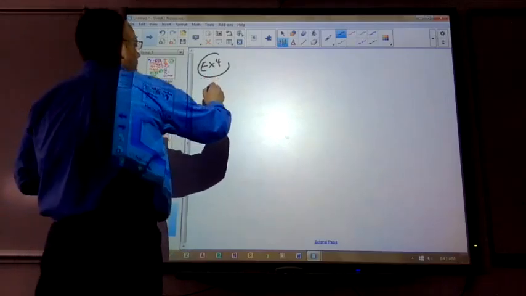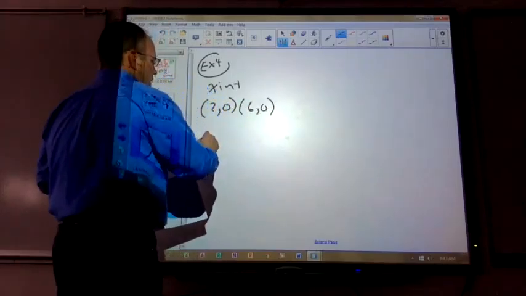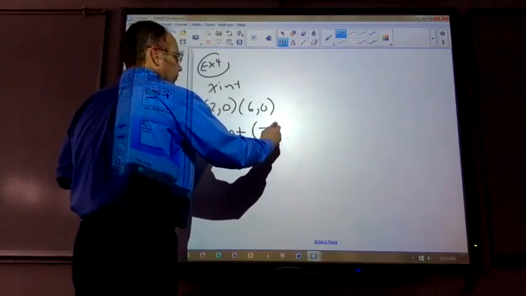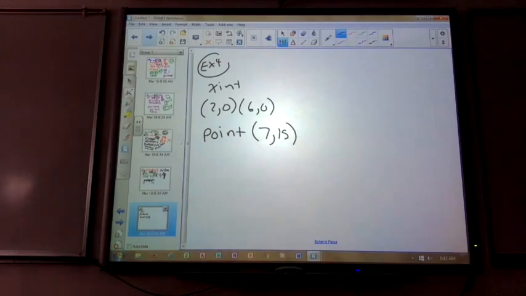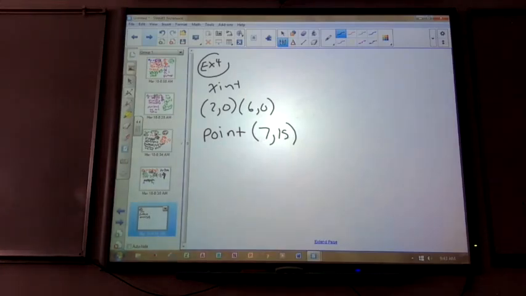In a parabola, we have x-intercepts of this, and it goes through this random point. We are mystery hunters on this one. We have a parabola. The x-intercepts are 2, 0 and 6, 0, and it goes through this point, 7, 15. Does it say that the vertex is 7, 15? Read it. Example 4: a parabola with x-intercepts 2, 0 and 6, 0 that goes through the point 7, 15. Is 7, 15 the vertex? No. That's just some random point on the graph.